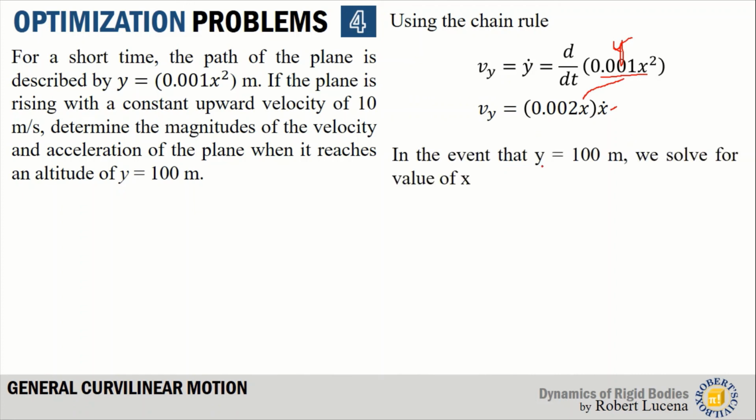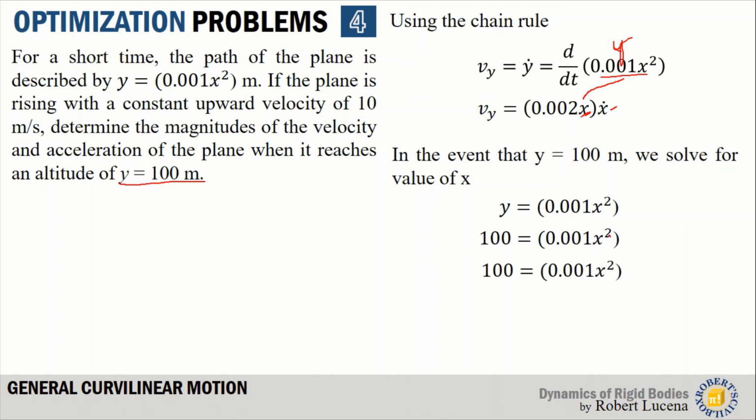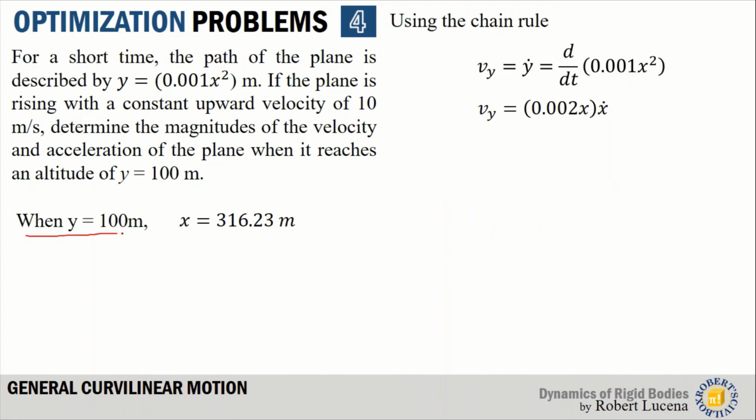So in the event that y equals 100 meters, we have to solve for the value of x because that's the parameter. Y equals 100 meters. Let's solve for the value of x because that is needed here. If y is 100, what would be the value of x? We get the value of x equals 316.23 meters. So when y is 100 meters, the value of x is 316.23 meters.